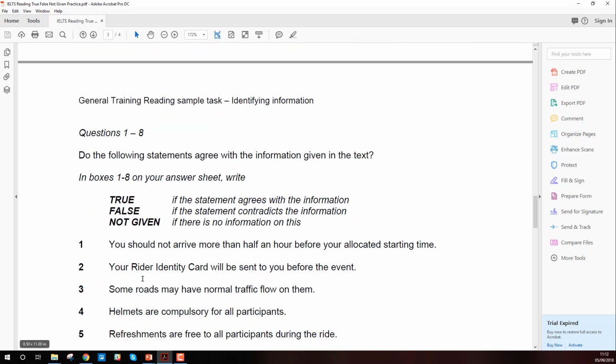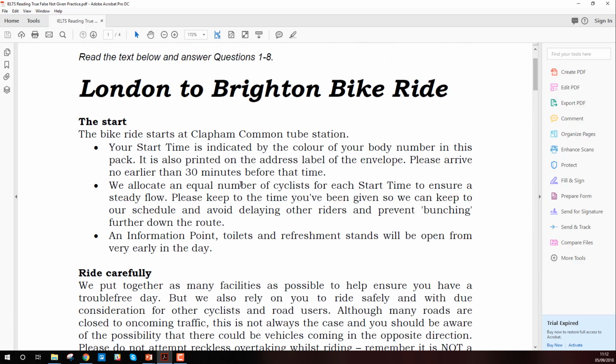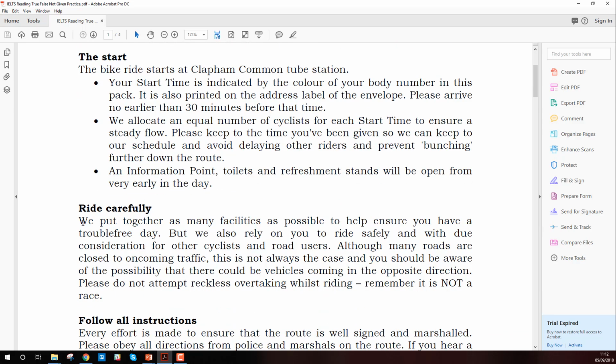Number 2, your rider identity card will be sent to you before the event. So this is in capital letters. It's probably going to be exactly what it says, rider identity card. So let's have a look. Let's have a scan. Is there anything about a rider identity card? Okay, so I can't find anything.